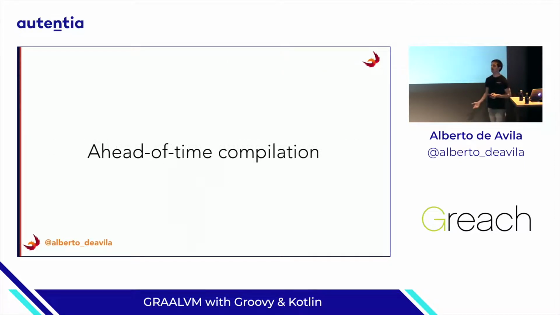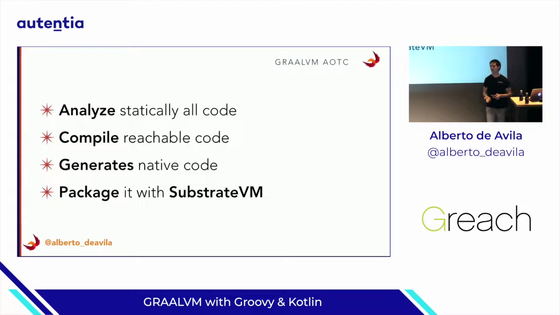If we talk about native images, we have to talk about ahead-of-time compilation. What does it mean? Ahead-of-time compilation is to pre-compile our code before starting to execute it. It statically analyzes all of our code. It compiles only the reachable code, because the code that is not reachable will not be compiled. So be careful with that. Then it generates the native code, and it is packaged with a Substrate VM.